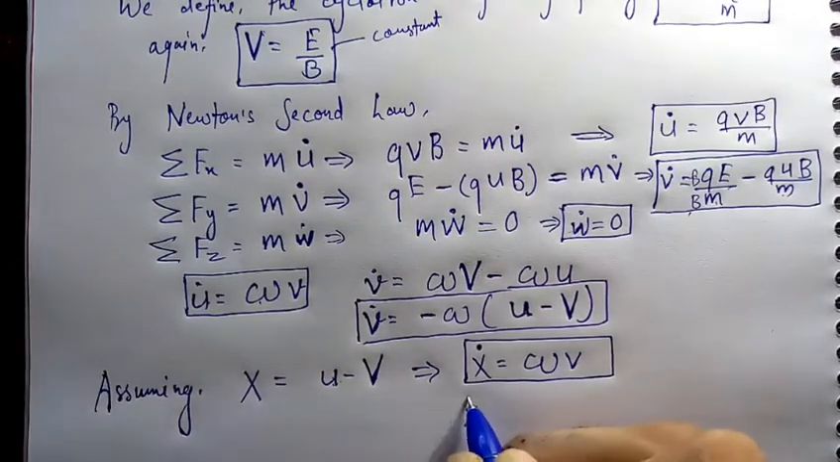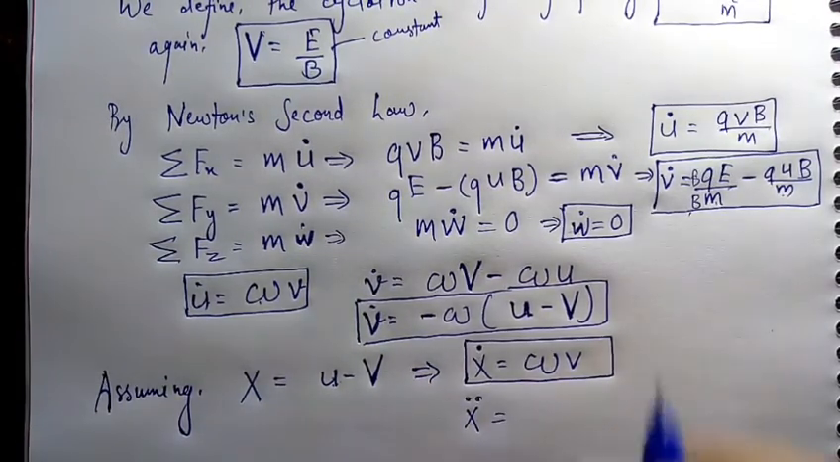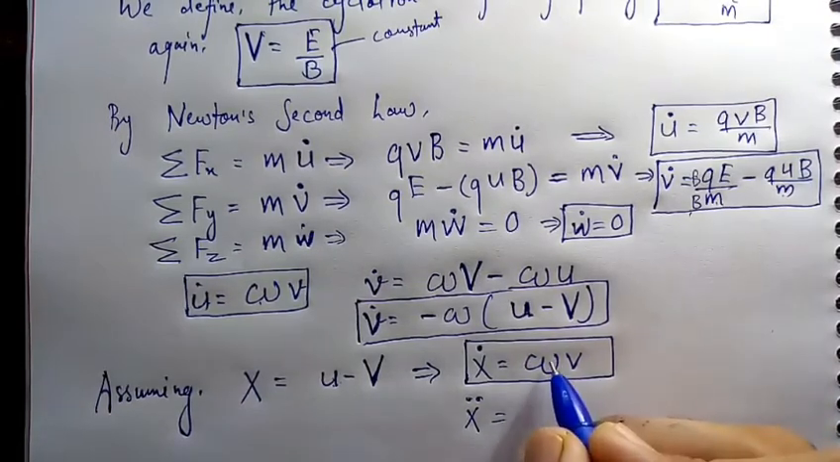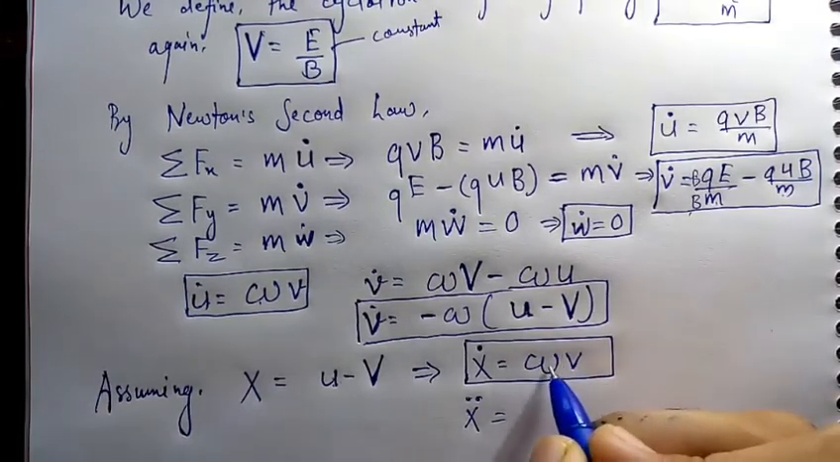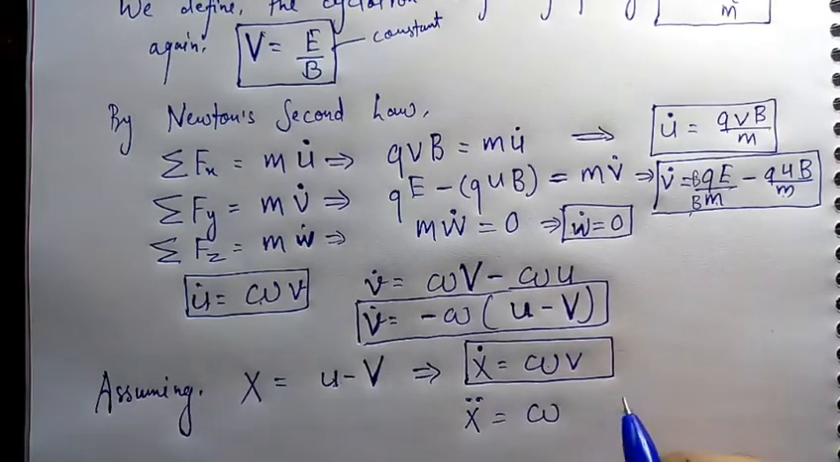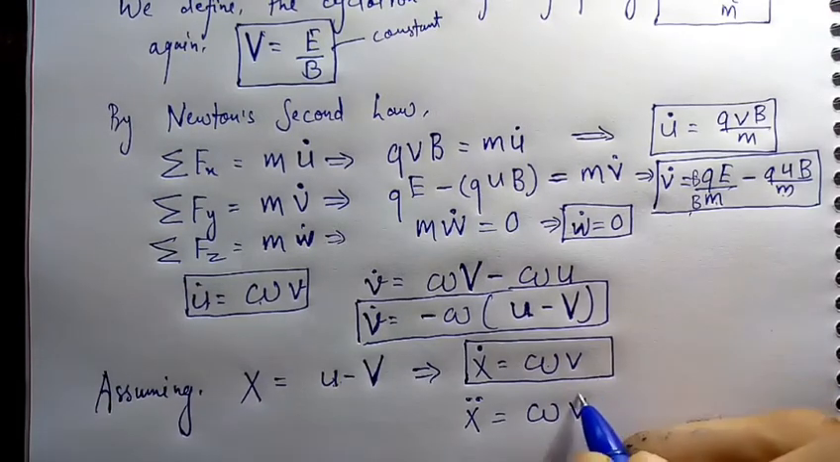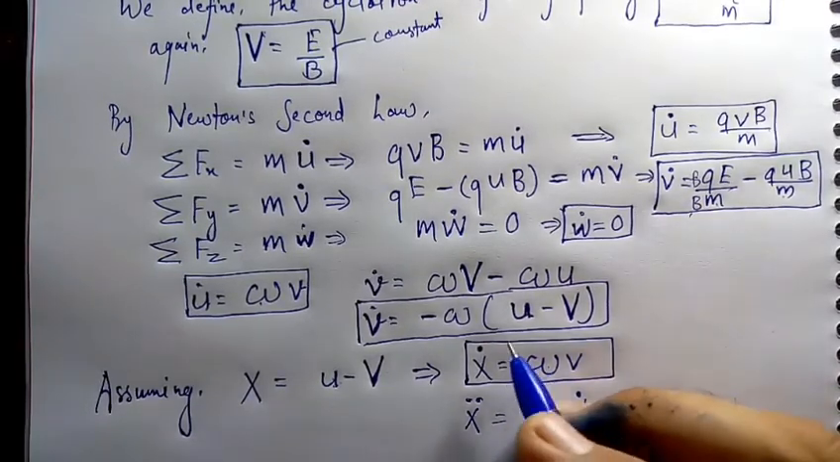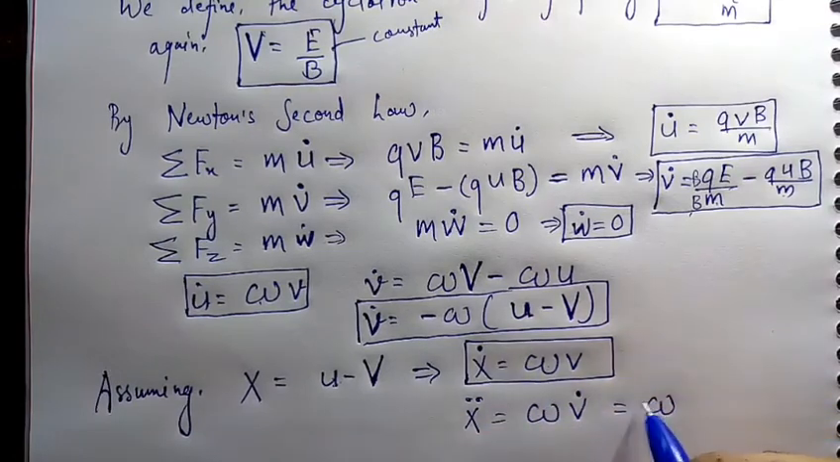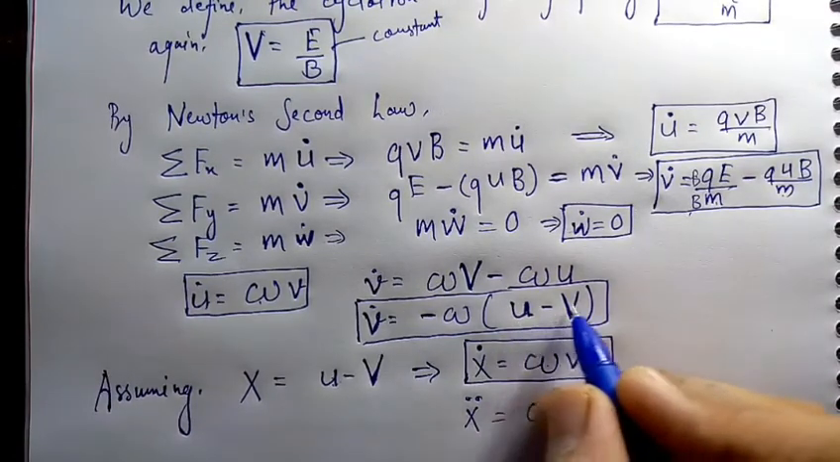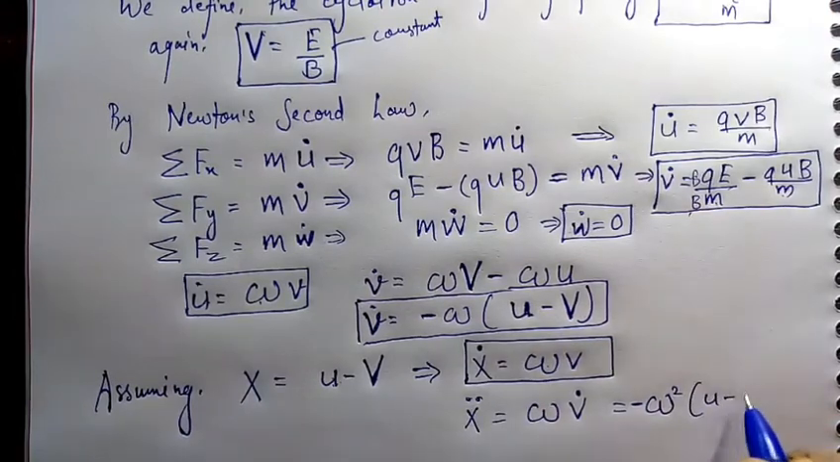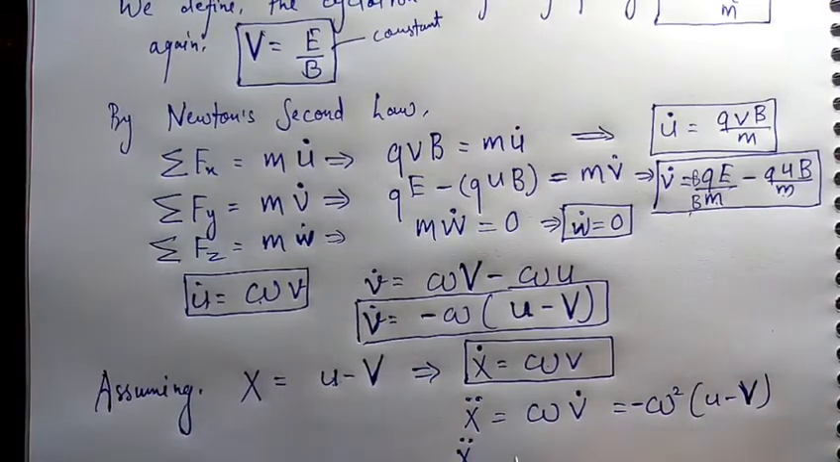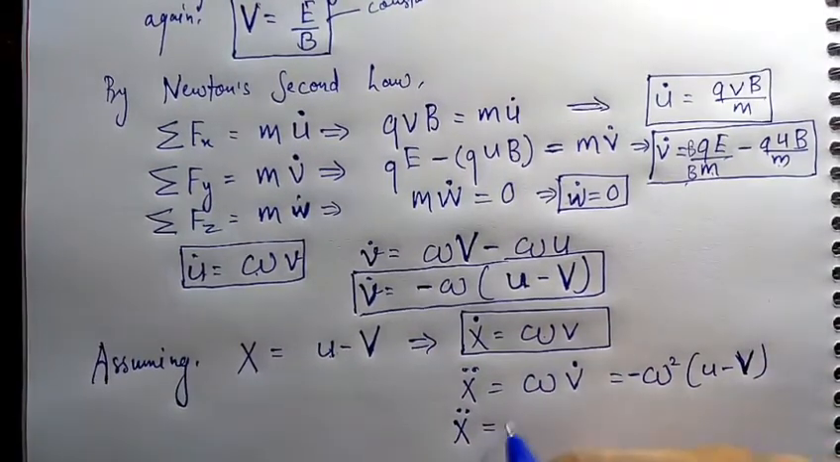Let's take another derivative, the second derivative of the function with respect to time. This is a constant, so we take it out and put in v dot. You can see omega times v dot is nothing but minus omega squared times u minus capital V, of course. It is the same thing for u minus V.